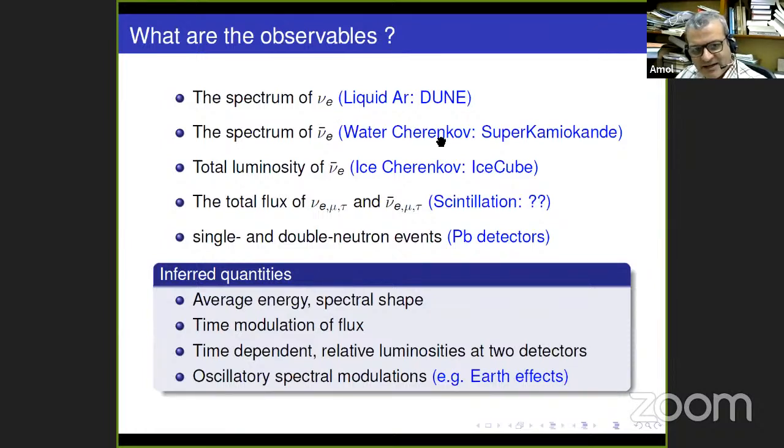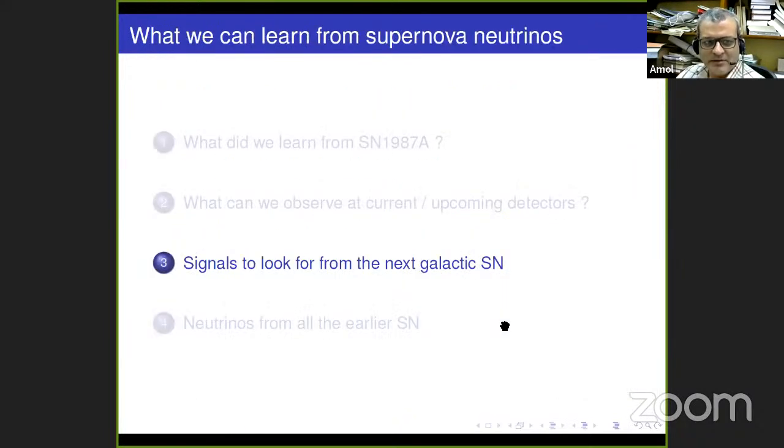In a detector that can determine the spectrum of neutrinos, we can also perhaps see oscillatory modulations. Yesterday we saw that it's possible that with Earth matter effects, your spectrum can actually go up and down. Okay, so this is going to be our, let's say, information or the bag of observable things, from which we are now going to learn things about what happens in the next galactic supernova.